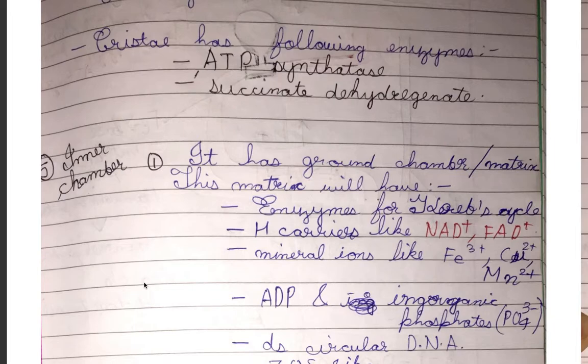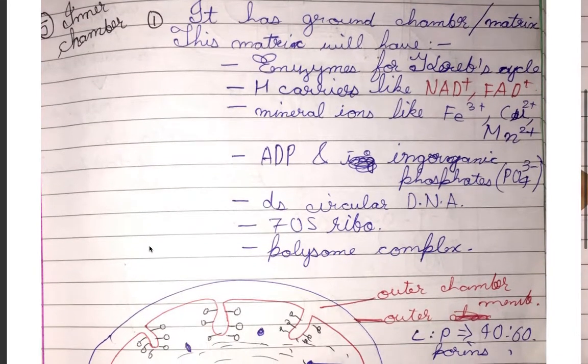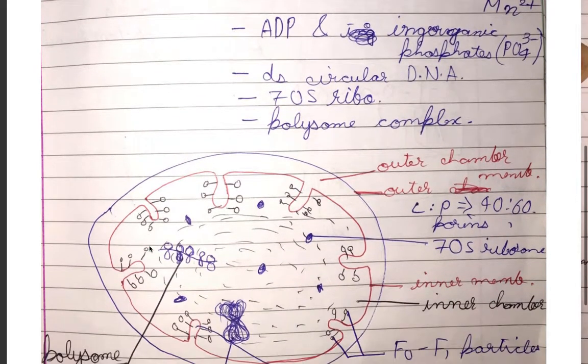Now the inner chamber is filled with a ground matrix. The matrix contains enzymes for the Krebs cycle, proton carriers like NAD plus and FAD plus, and minerals like ferric, cuprous, and manganese. ADP and inorganic phosphates are also present. Single stranded circular DNA is also present, along with 70S ribosomes and polysome complex.